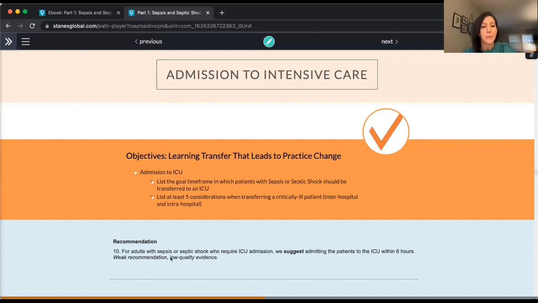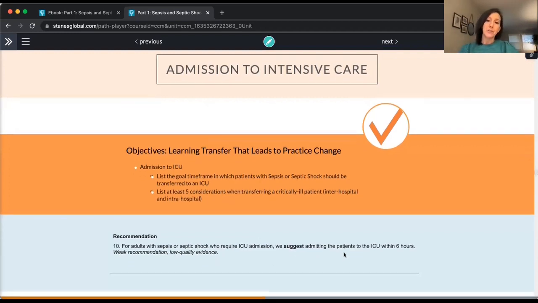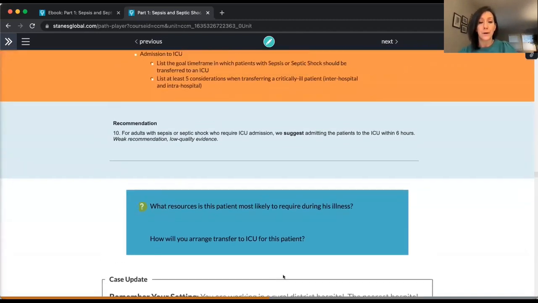So for adults with sepsis or septic shock who require ICU admission, we suggest admitting these patients to ICU within 6 hours. So if you're working in a district hospital and you have access to an intensive care unit at a hospital nearby, 6 hours is not a lot of time. So we really need to be thinking about arranging for that transport sooner rather than later.